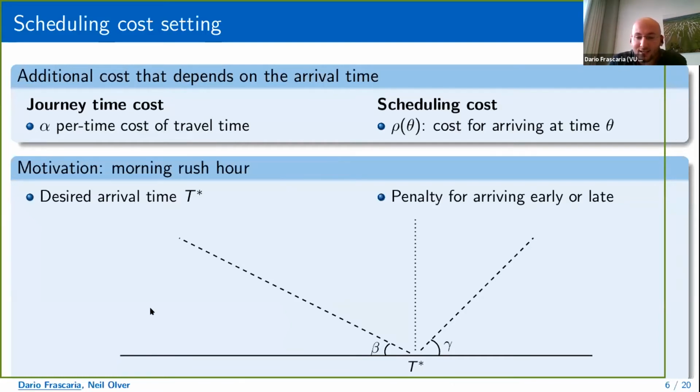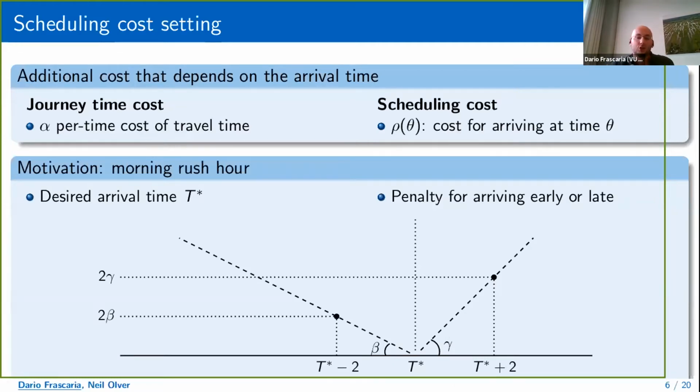So here we can see an example of a scheduling cost function. Here the cost for arriving at T star is 0, while the cost for arriving before T star reduces with rate beta, and for arriving later increases with rate gamma. So if one particle arrives 2 units before T star, in this example we'll pay 2 beta, and if it arrives 2 units of time later than T star, it will pay 2 gamma.